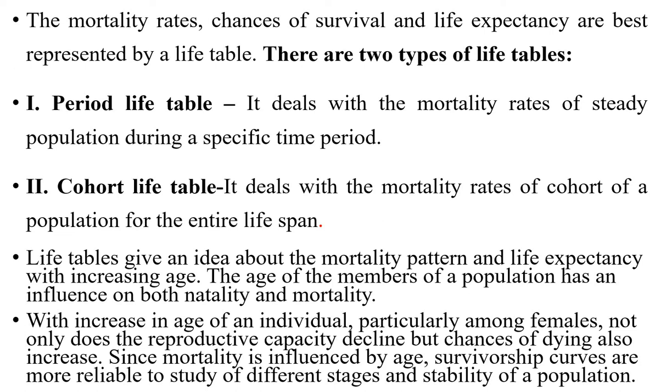Life tables give an idea about the mortality pattern and life expectancy with increasing age. The age of members of a population has an influence on both natality and mortality. Means if the individuals in a particular age group, say for example in the reproductive age group, are more, naturally the natality rate will be more.